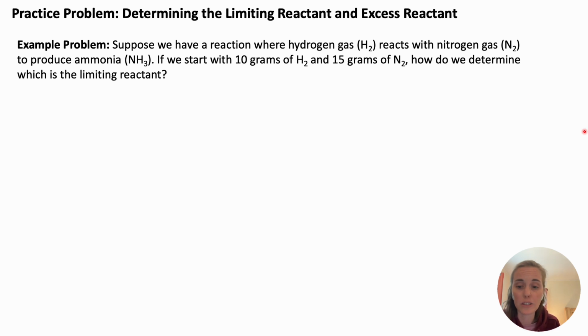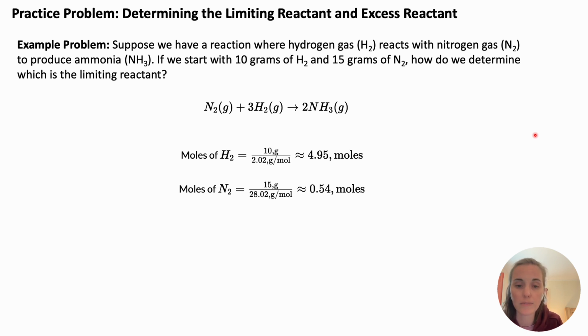This is going to be just a practice problem for determining the limiting reactant and excess reactant. So, suppose we have a reaction where hydrogen gas reacts with nitrogen gas to produce ammonia. If we start with 10 grams of hydrogen and 15 grams of nitrogen, how do we determine which is the limiting reactant? So our first step was to write out our balanced equation. So we have N2 gas plus 3H2 gas yields 2NH3 gas. And it's important to make sure this is balanced, because these coefficients are going to be used for your mole ratios for calculating your final answer.